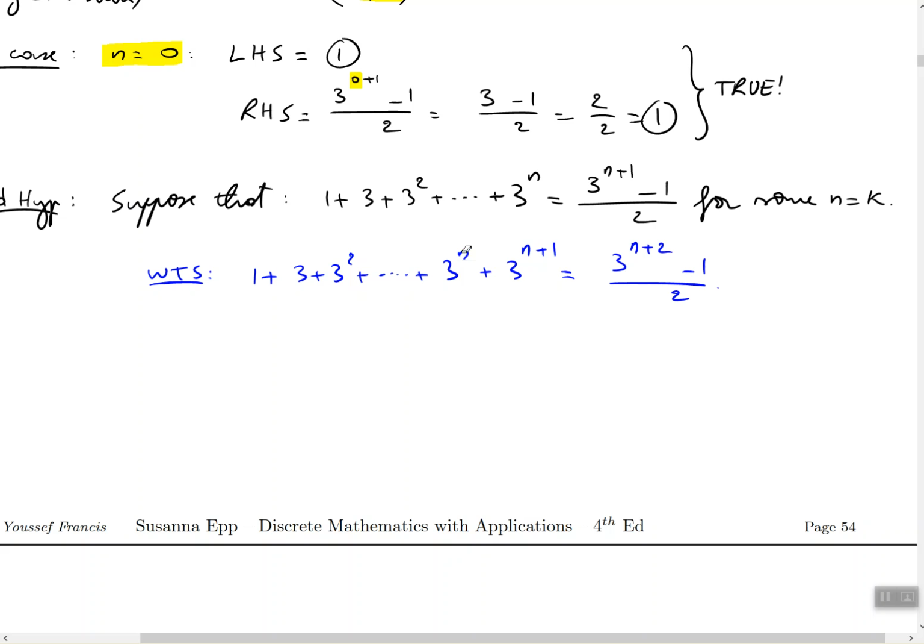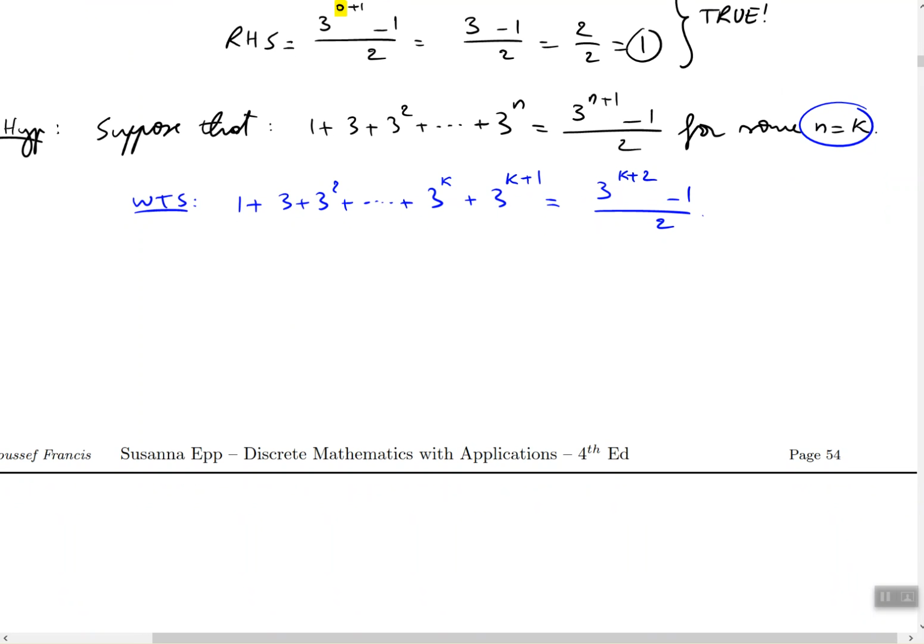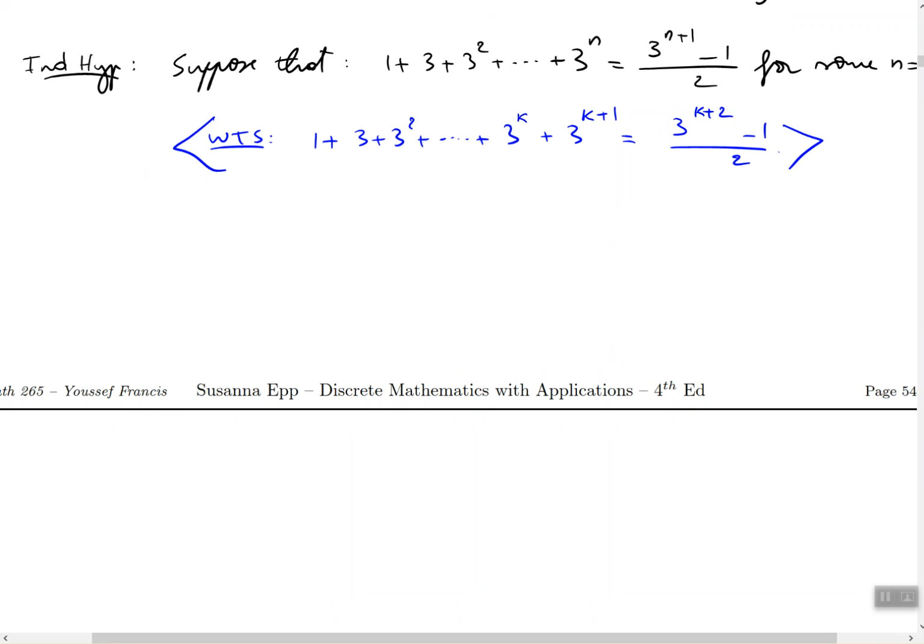Technically I should be writing k's in all these n's right here, but it's really not a big deal, as long as we understand what we're doing. We suppose that it was true for k, and we want to show that it's true for the next guy. In some books they will change the letter, in some other books they don't. It just depends on whether you can understand what's going on. Regardless of what letter you decide to go with, that's what you want to show. So to do this, I'm going to start with the left-hand side.